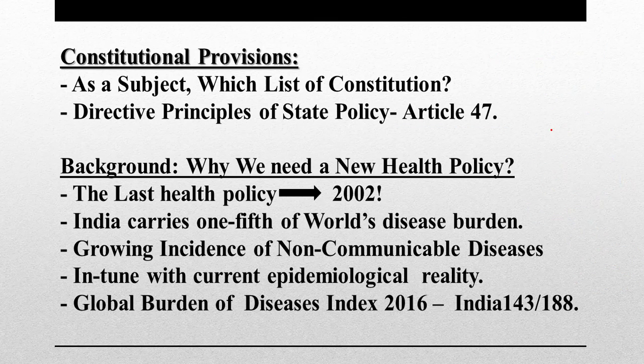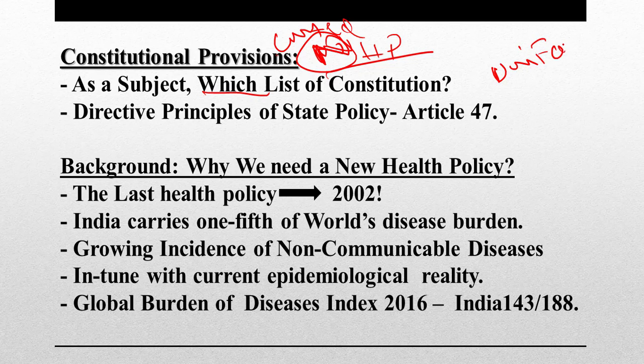Now, when health is lying in the state list, one logical question must be arriving in our mind: how come this national health policy is being approved by the parliament? How come the national government, that is the central government, is approving the policy? So the thing is, the central government under our Constitution is mandated to ensure uniform standards of health across the length and the breadth of the country. When we say length and breadth, it is like Kashmir to Kanyakumari.